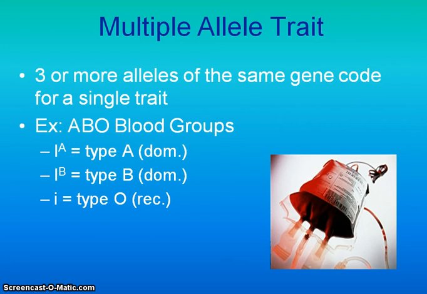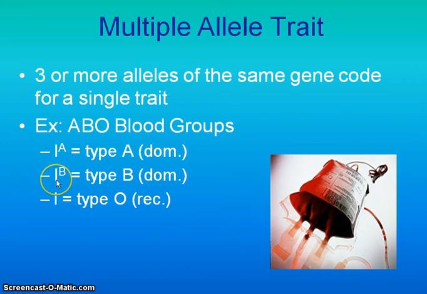The second type of pattern of inheritance is a multiple allele trait, and this is when you have 3 or more alleles for the same gene that code for a particular trait. So for instance, our blood types, we can have A blood, B blood, O blood, or AB blood. And there are 3 different alleles that cause those particular blood types. You can have an A allele, which is represented by a capital I and a capital A exponent.